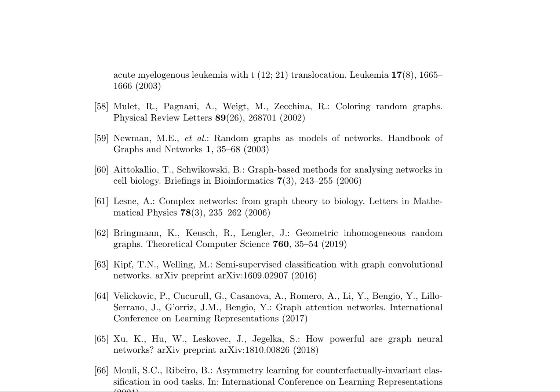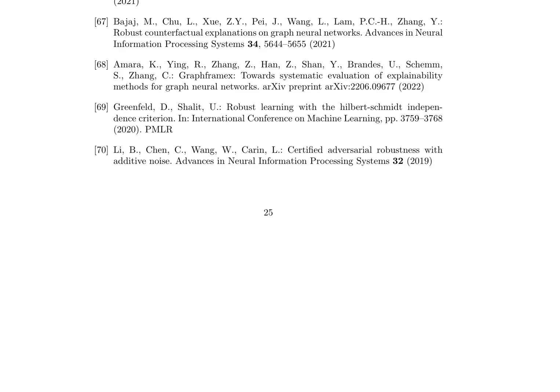They also emphasize recent advancements in robust and explainable graph neural networks, such as asymmetry learning for counterfactual-invariant classification, robust counterfactual explanations, and systematic evaluation of explainability methods. Techniques for certified adversarial robustness and robust learning with the Hilbert-Schmidt independence criterion are also discussed.